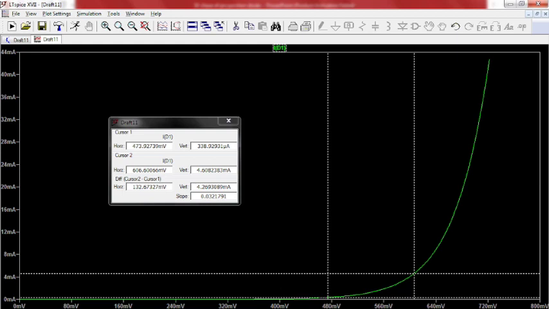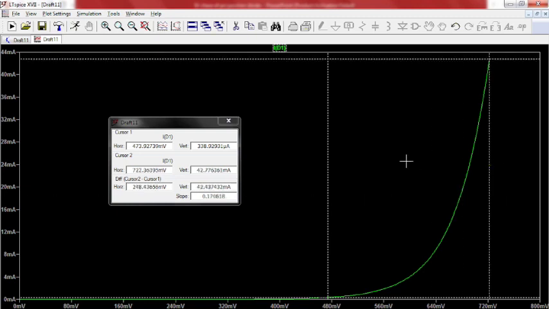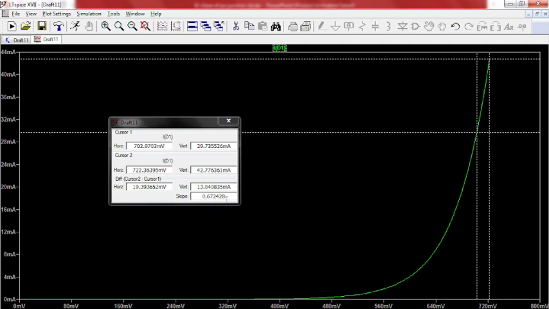Now suppose we want to find out the dynamic resistance. We should move cursor 1 and cursor 2 to the end part, take this part, and find the inverse of this value. The inverse of this is 0.672428. The inverse is equal to 1.48.